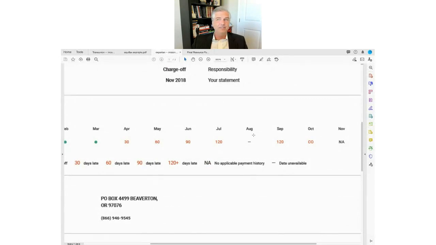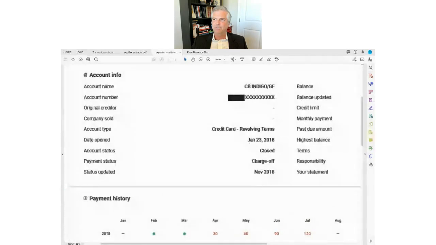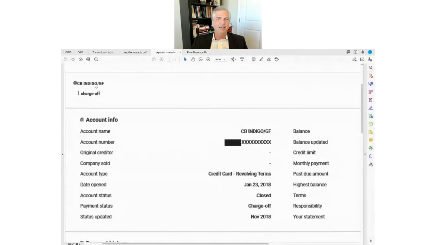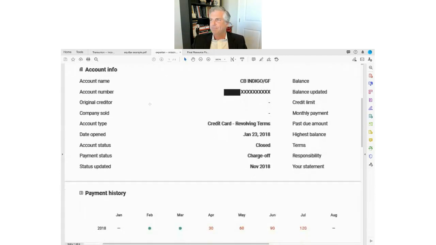What happened? Did we make a payment? Did we stay at 120? Or is this Experian saying, well, we just don't put anything other than 120? Okay, but what is it? It says data unavailable. Why is the data unavailable? Did this furnisher, CB Indigo, not furnish the data? Or Experian, did you get it and you're just not reporting it? I don't know. There's no way for us to know on this side. All we know is it's not reporting there.